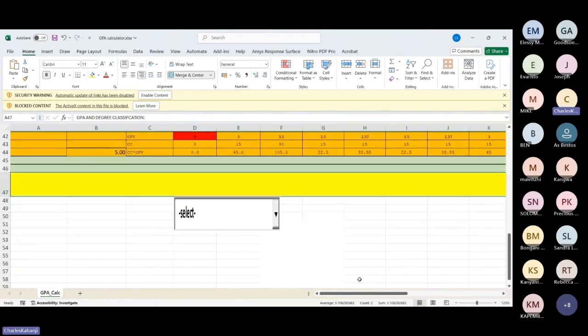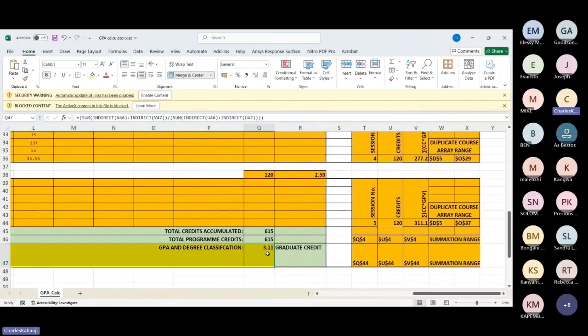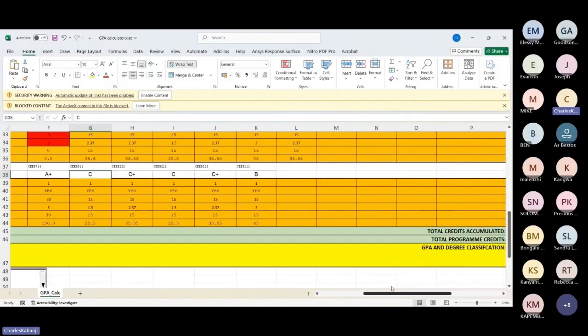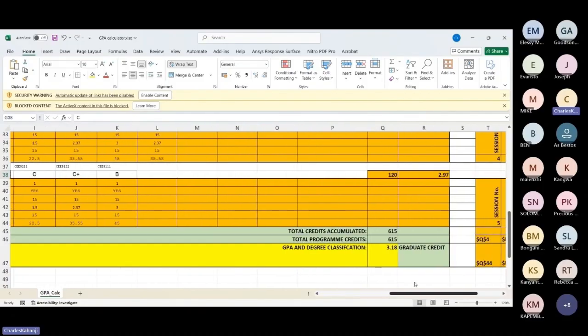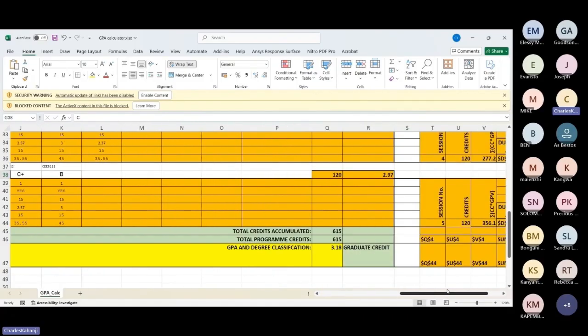The overall classification for the GPA is 3.11, which is a credit. Let's say this student actually got an A+ in project. You can still work around this. If the student gets an A+ in project, you can see that the GPA, which was 3.11, has moved to 3.18.